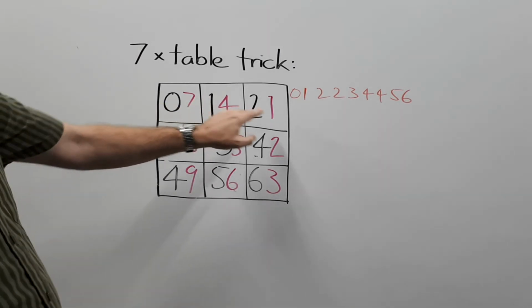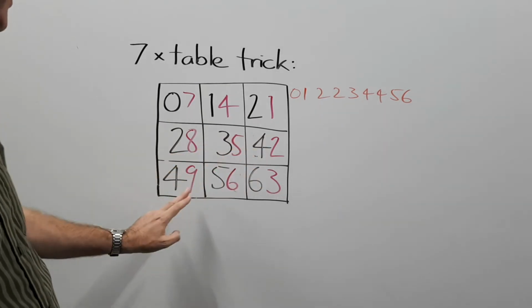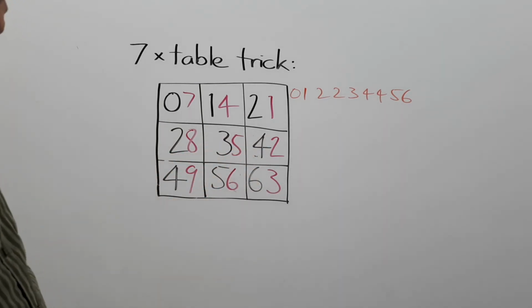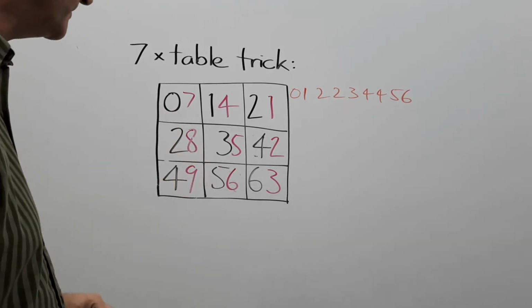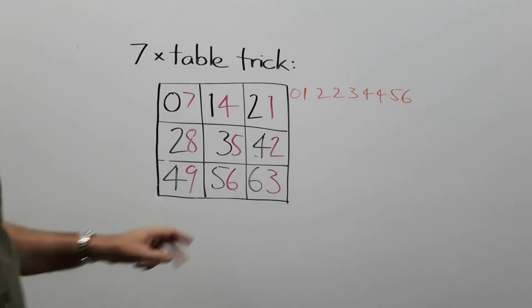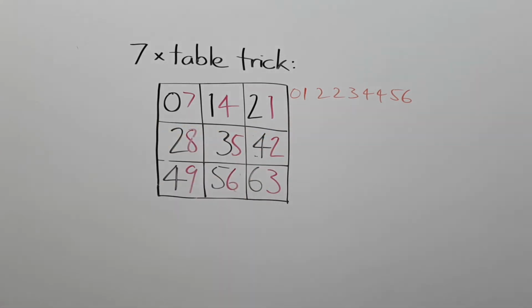7, 14, 21, 28, 35, 42, 49, 56 and 63 up to 9. So that's a handy little trick that might help you to remember your 7 times tables. It does require you to remember this little trick, so it's probably not for everyone, but it's another way of thinking about it.